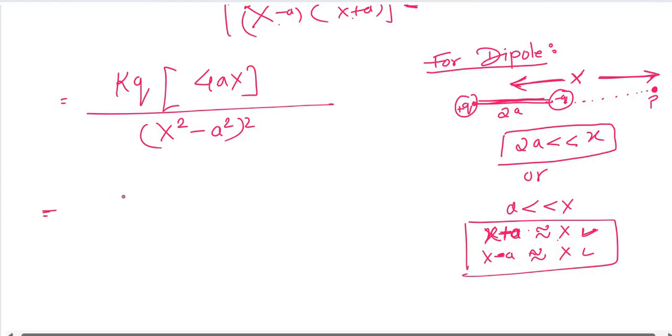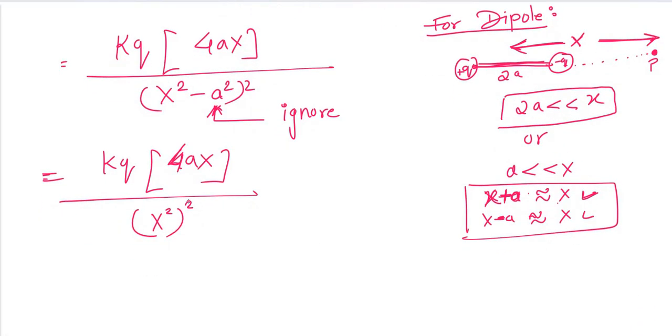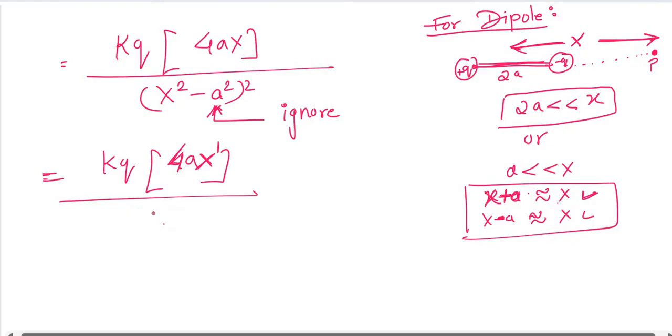Okay? So what I'm trying to say here is kQ 4ax. Here I will ignore this a, because I am saying this is small. So the square of a small quantity will be further smaller. If a is very tiny, a square will be very tiny, so I am ignoring it. So it is (x square) whole square. Perfect. Okay, now this is x power 1, and what is this (x square) whole square? This is nothing but x power 4. Correct? Is anything cancelling? Do you think so?